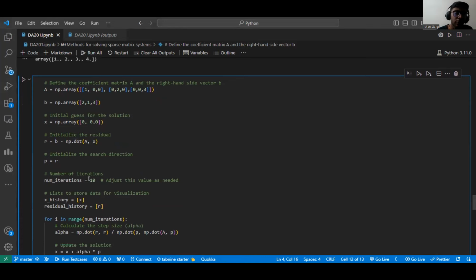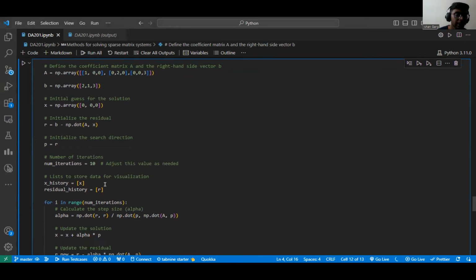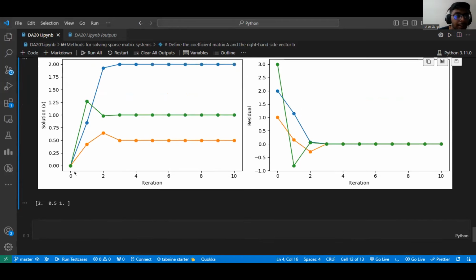We are defining the number of iterations as 10. This method generally produces good convergence in just a small number of iterations. This is storing our X and R so that we can plot it down here in the graph. You can see that after only 2 iterations our values become constant, and the residual gets to 0 after only 3 iterations.